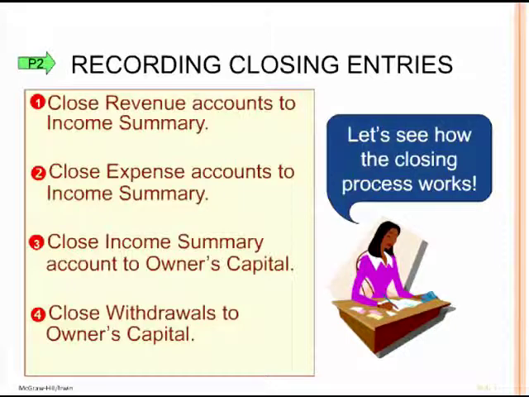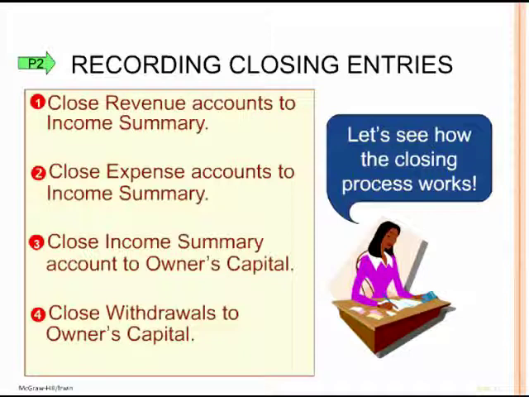Here are the 4 steps we always follow in the closing process. First, we close all revenue accounts to the income summary. We move the balance in all revenue accounts from the account to the income summary. This process will cause all revenue accounts to have a zero balance. Remember that revenue accounts normally have a credit balance.